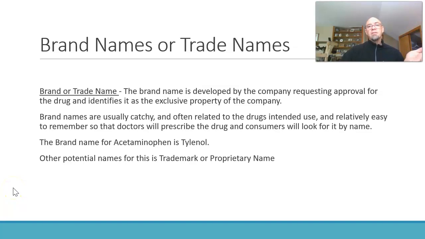And so I'm sure you could think of other examples besides Tylenol. We all know Advil. Advil is a brand name. Motrin is a brand name or a trade name. So just some other examples of pain relievers that we have out there and the trade names associated with them. So sometimes these are also called proprietary names. And again, those are the names that are owned by specific companies making that specific drug.